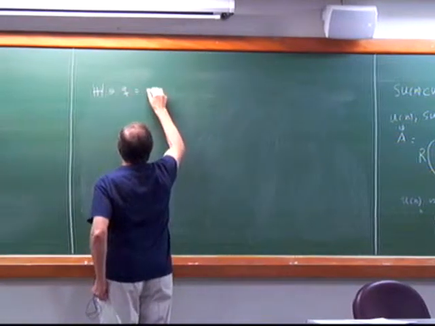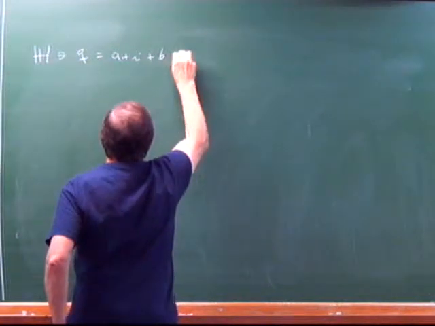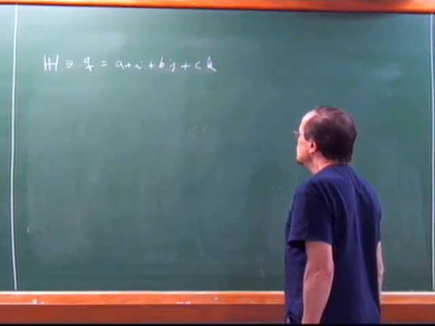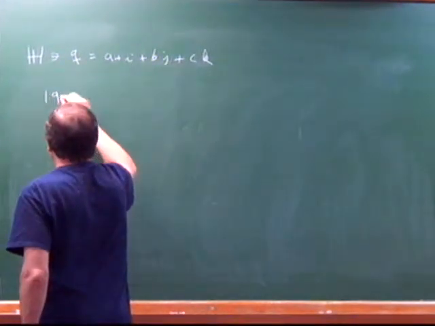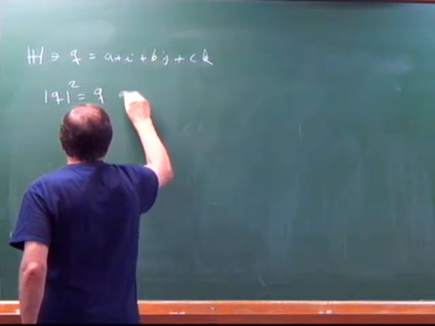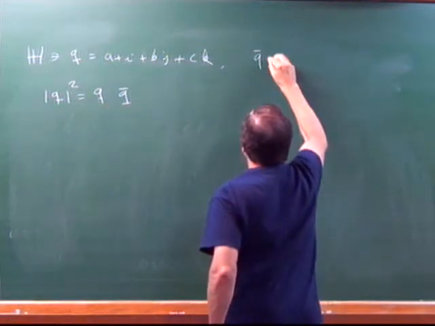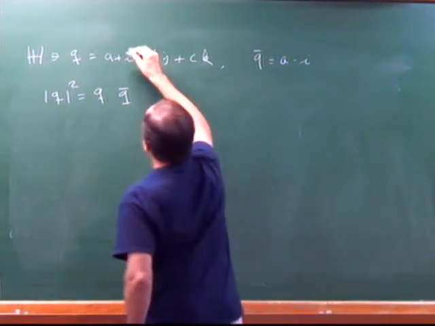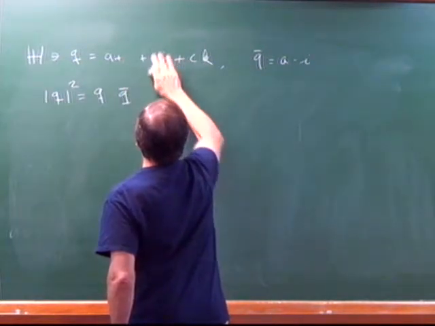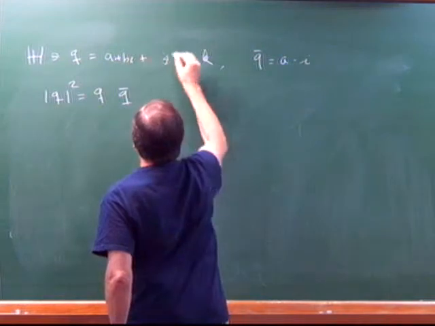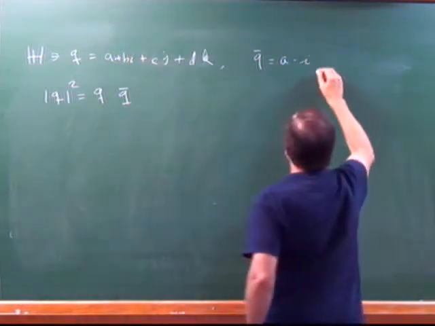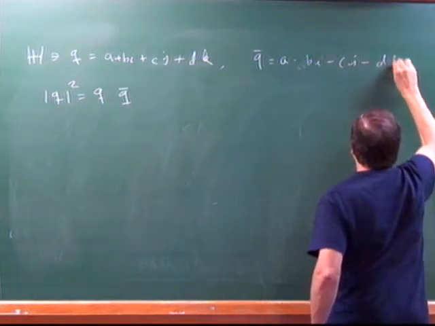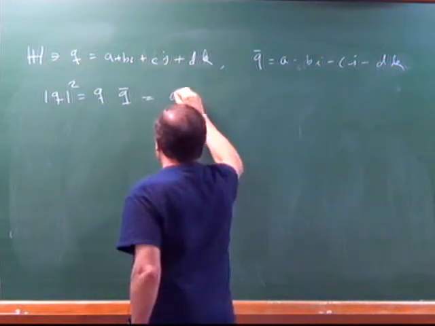So what's a quaternion? It has components in i, j, and k. Then, because I have a norm of q, it's q times q bar. q bar is just conjugating all the imaginary parts. So a plus bi plus cj plus dk, and a minus bi minus cj minus dk. And this will be the Euclidean inner product.